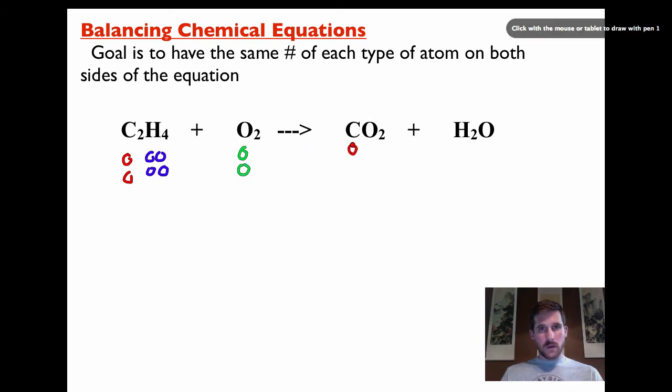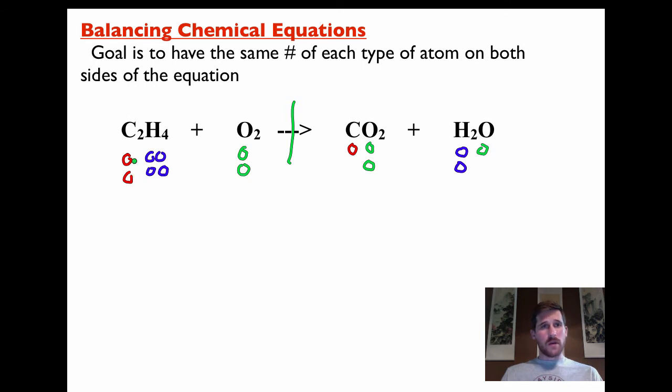Go over to the other side: 1 carbon, 2 oxygens, 2 hydrogens, and 1 more oxygen. Here's my dividing line again, so now I can start balancing. I highly suggest you start with carbon and then go to hydrogen and save oxygen to the last. It's usually the hardest one to balance.